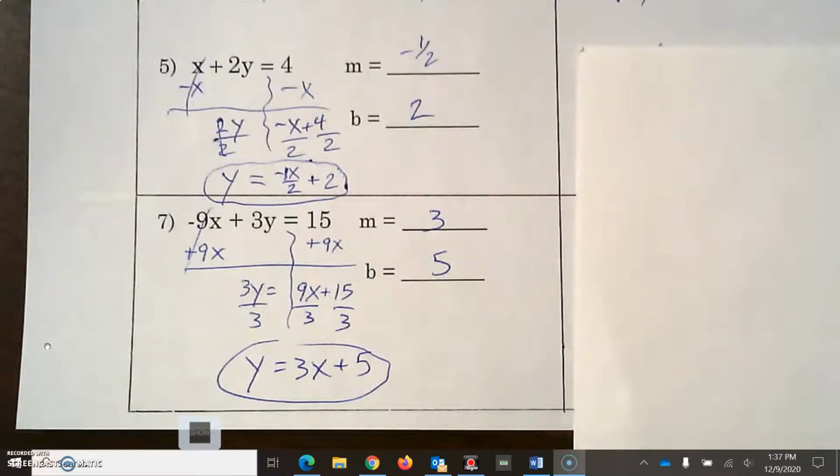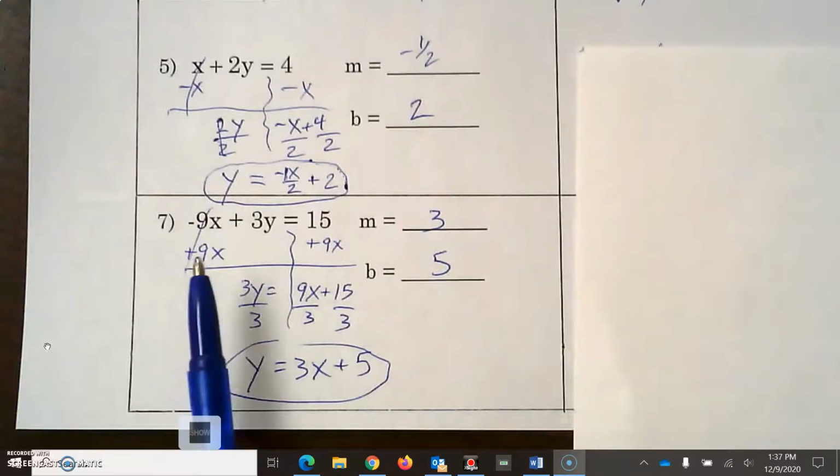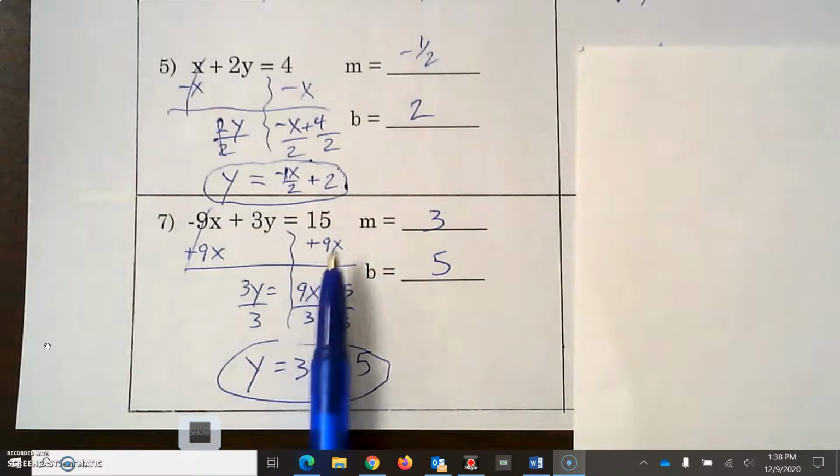Well, anyway, if you did number 7, let's just go through this. Add 9x to both sides. That's gone. 3y's all by itself. See over here, just write 9x.